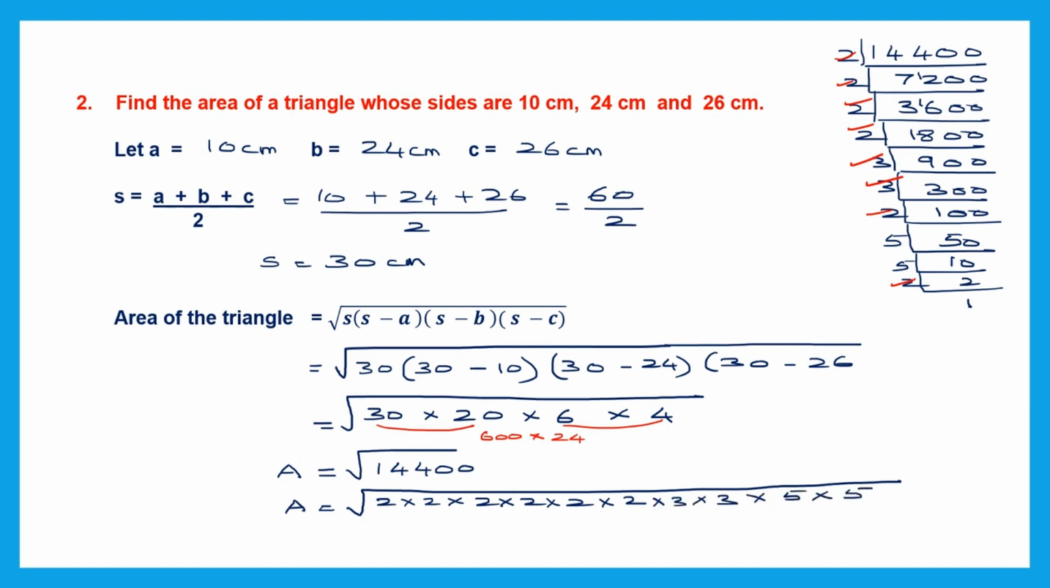Now we have to pair them up and take one from each pair. So here we get 2 into, take one from this pair, 2, into one from this pair, 2, again one from this pair, 3, into, and from here one, 5. Now let's multiply. 2 2's are 4, 4 2's are 8, 8 3's are 24. 24 into 5 is 120. So the area here is 120 centimeter square. So this is the final answer. Area is 120 centimeter square.